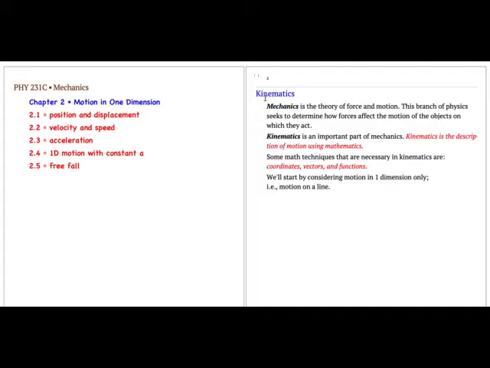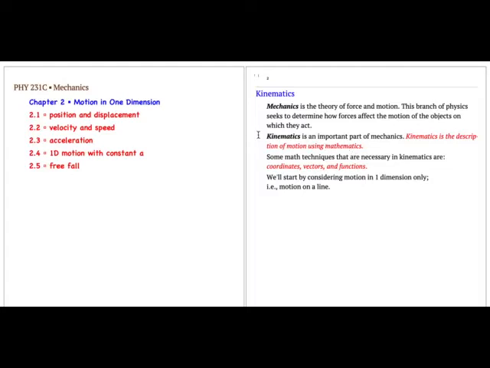The first part of Physics 231C is called mechanics. That's the theory of force and motion. So this branch of physics, really the oldest part of physics, seeks to determine how forces affect the motion of the objects on which the forces act. And kinematics is an important part of mechanics. So kinematics is the description of motion using mathematics.